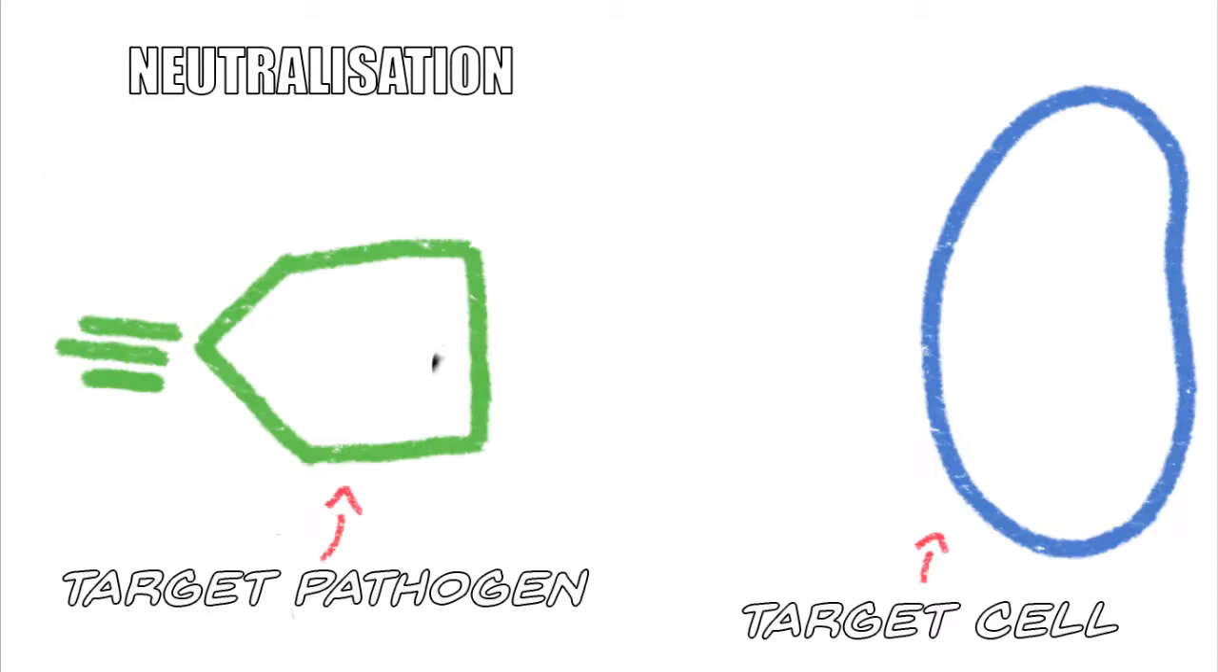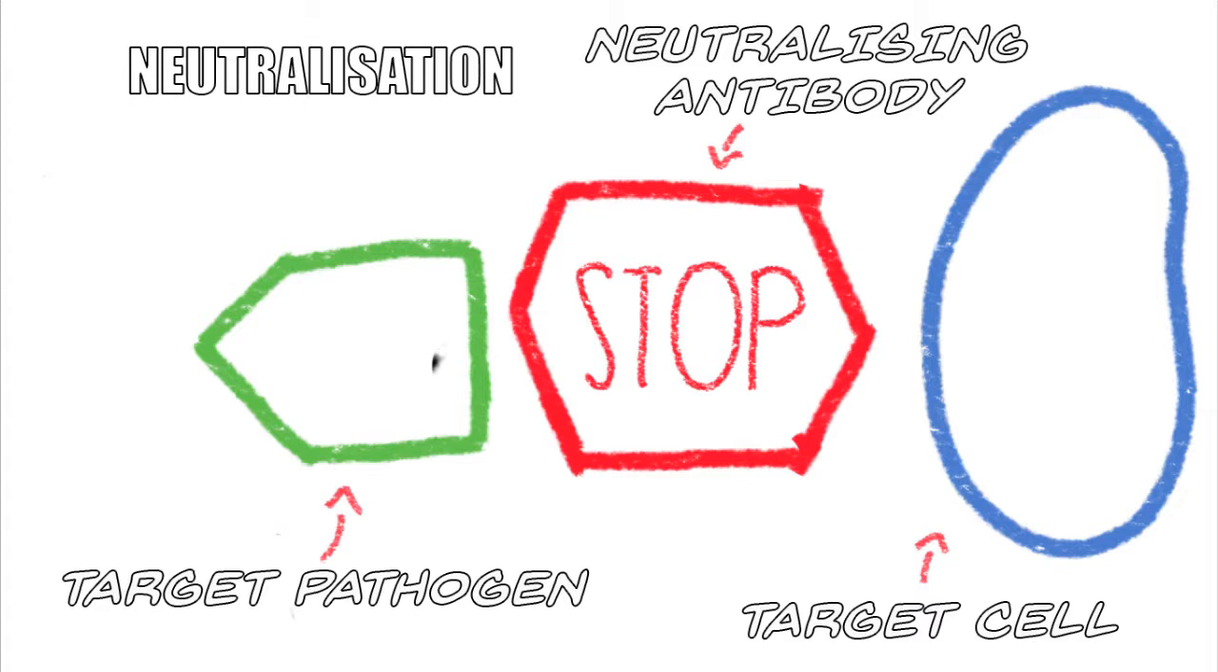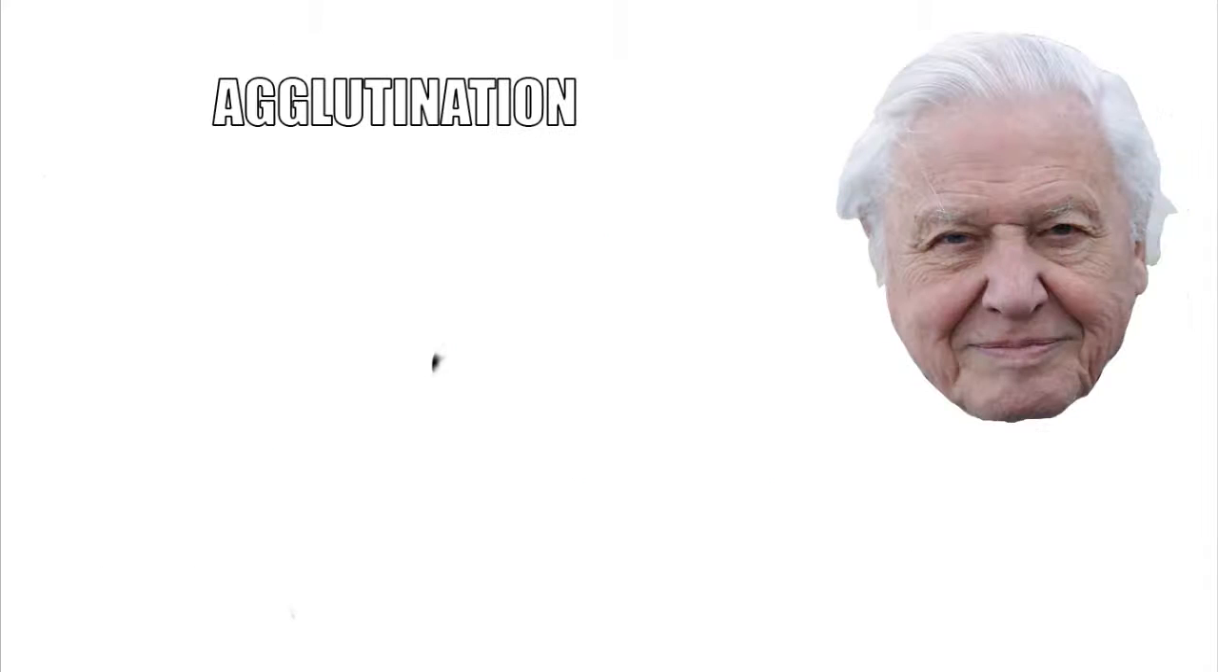Next up is neutralization. Neutralization occurs after target pathogens have been recognized. Neutralizing antibodies, or NAbs, are involved in neutralization. The main differences between neutralization and opsonization is that neutralization involves disabling a pathogen's ability to bind to a target cell. This is also different to ADCC, which kills already infected cells to prevent the spread of infection.